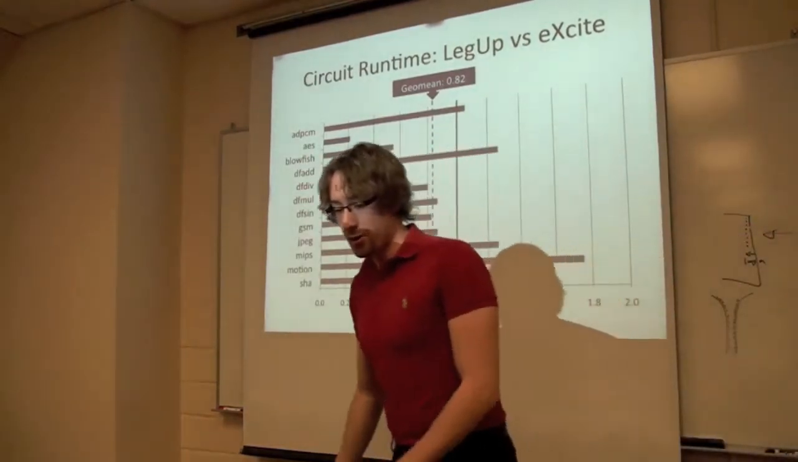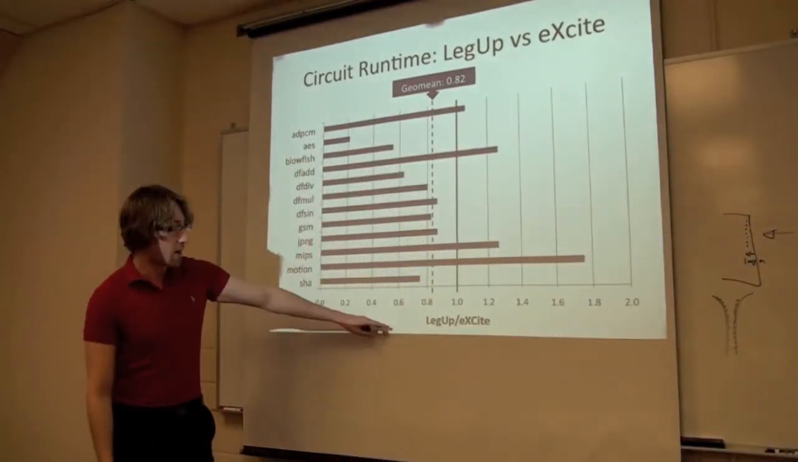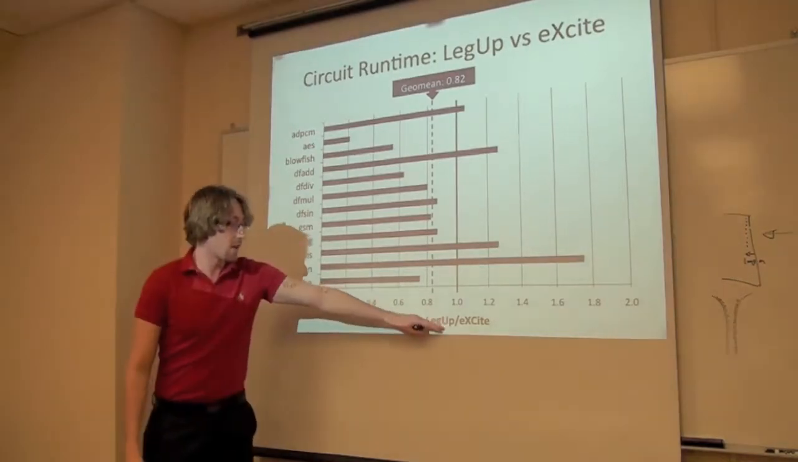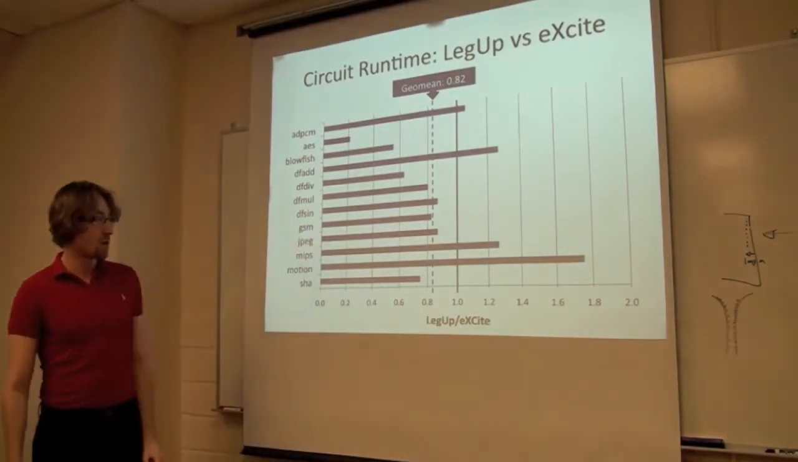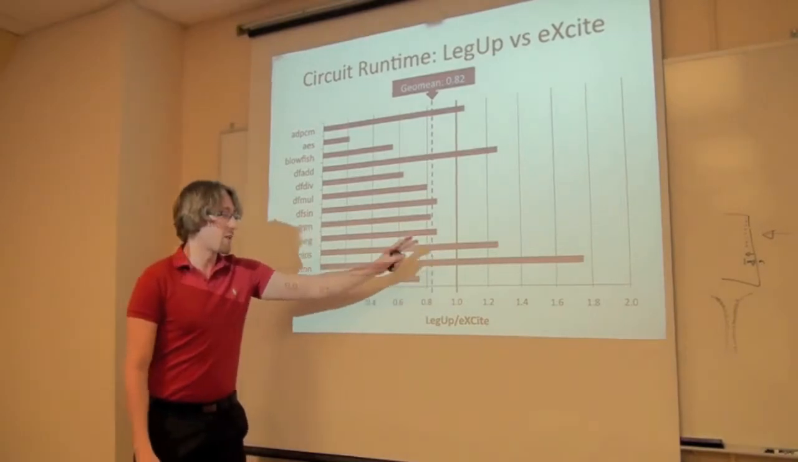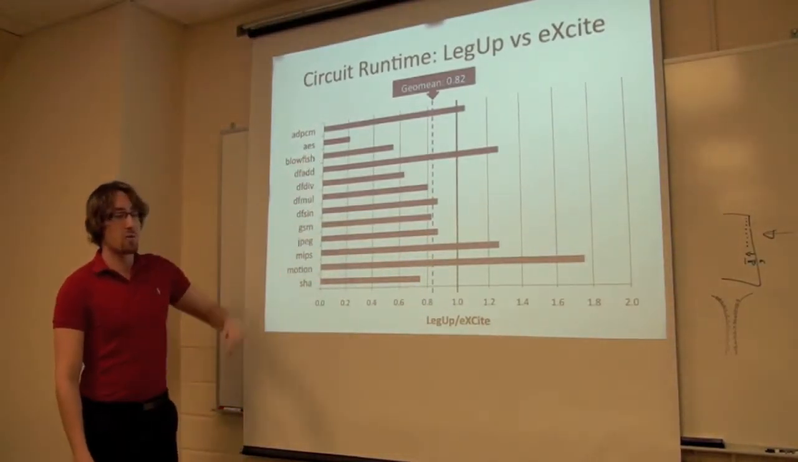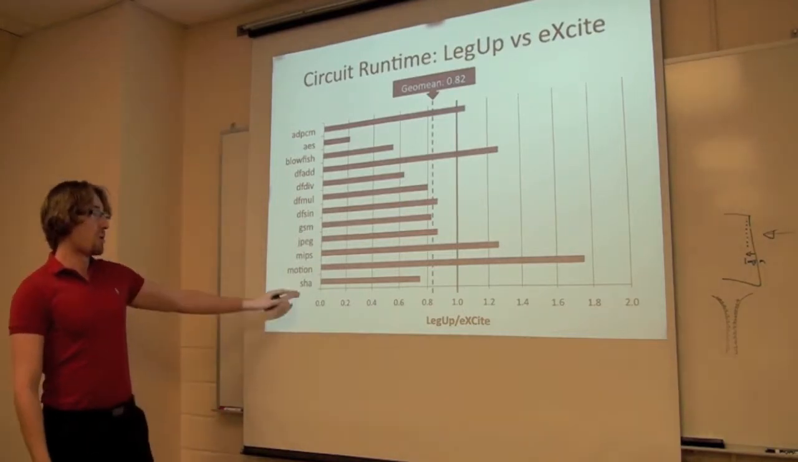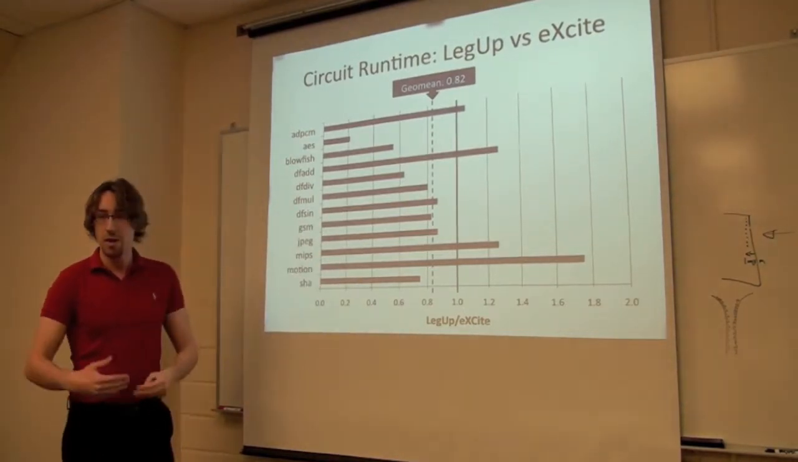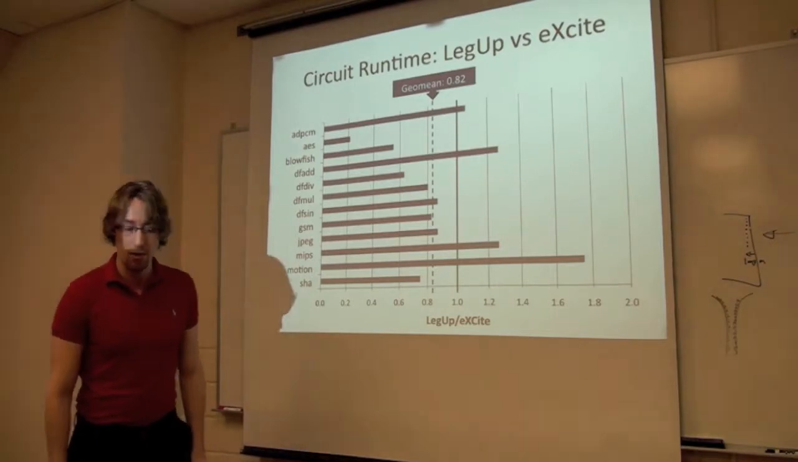And that's also shown graphically. This is the ratio of LegUp circuit runtime over Excite runtime. If we're left of this black line, we're faster. If we're right, we're slower. There's a couple outliers here. For instance, AES, we're about 5 times faster. But motion, we're 2 times slower. This probably has to do with the pipelining we did versus Excite.